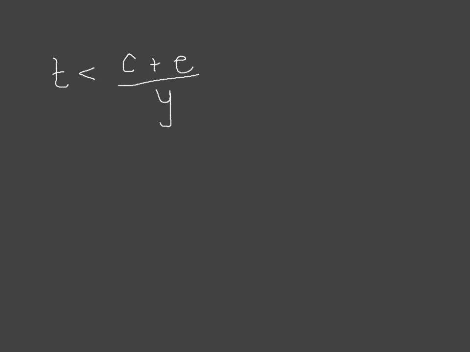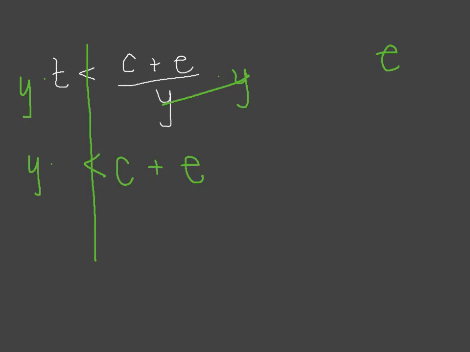Finally, I want to go ahead and get e by itself. I have an inequality because I have an inequality sign. I do not touch the top of my numerator yet, so I have to get rid of a divide by y, which is times y to both sides. My y's will cancel, and I'm left with c plus e and y times t.